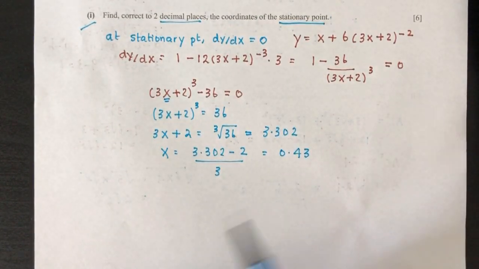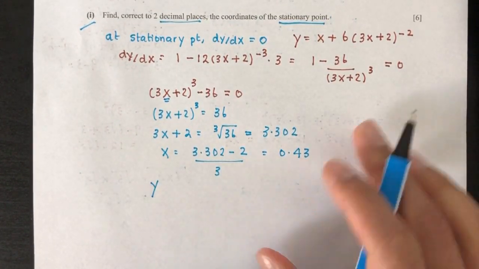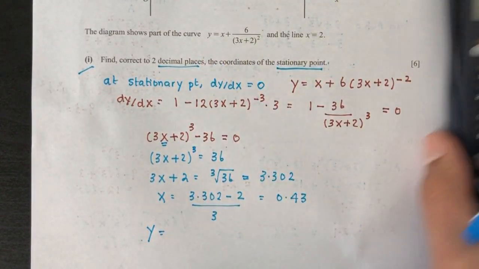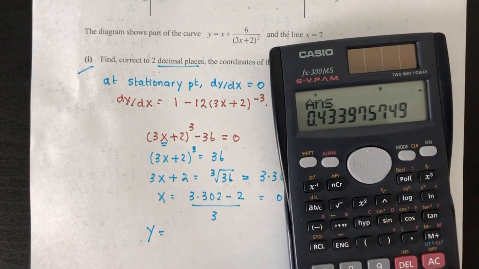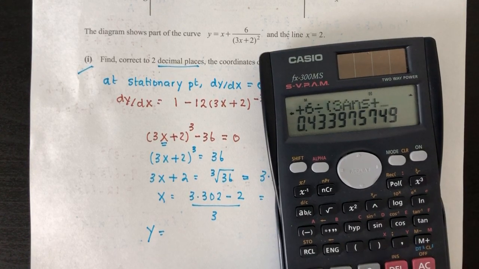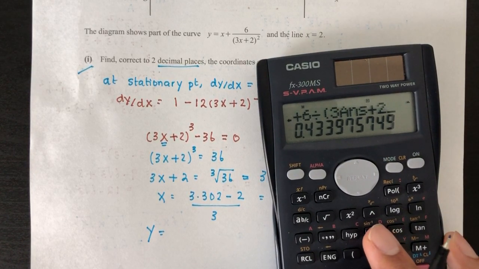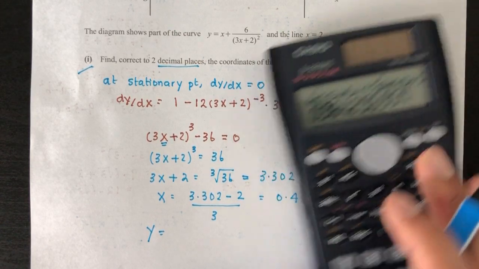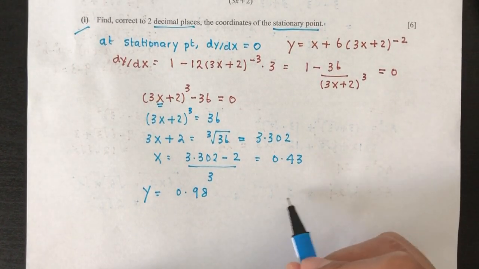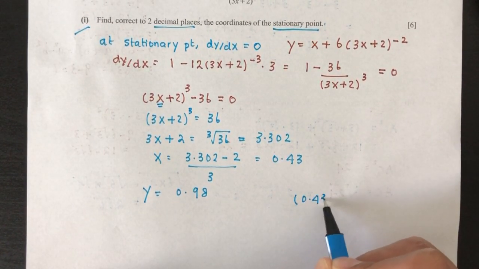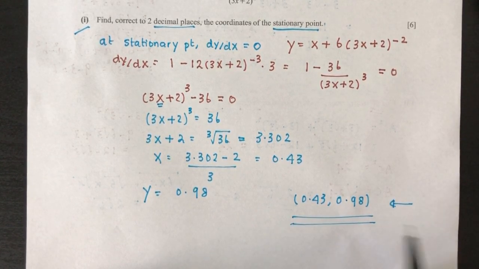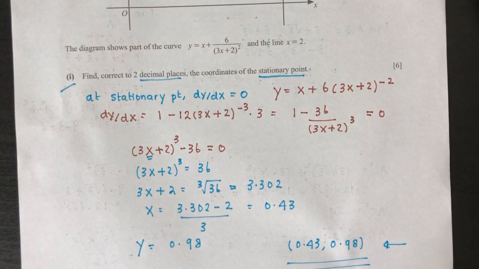Now what is the y value? To find the y value, you have to replace back in your equation. So y will be x, which is just your answer, plus 6, divided by 3 times x plus 2 squared. That will be your y, 0.98. So the point, correct to two decimal places, will be 0.43 and 0.98. That will be your stationary point for this question.